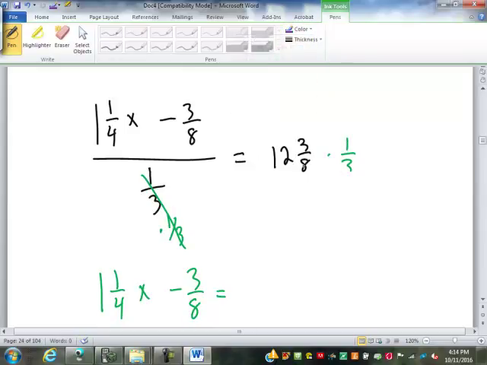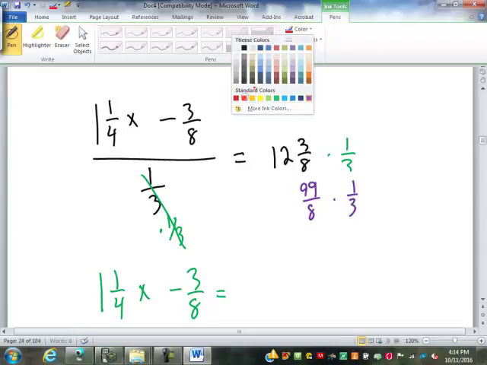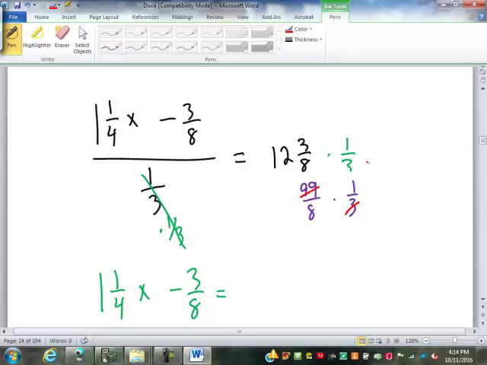12 times 8 is 96 plus 3 is 99/8, right? Times 1/3. 3 and 99 divide out, give me 1 and 33. 33 times 1 is 33. 8 times 1 is 8. That is 4 and 1/8.